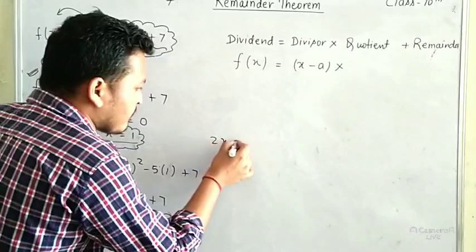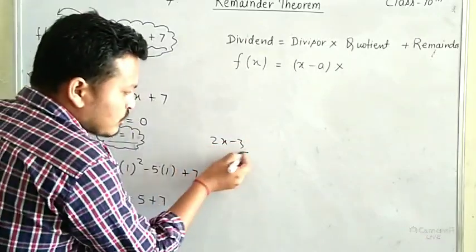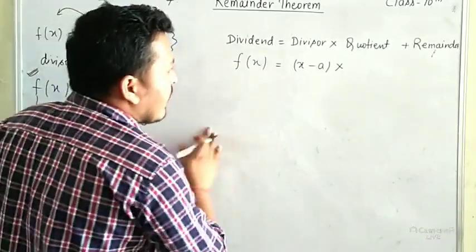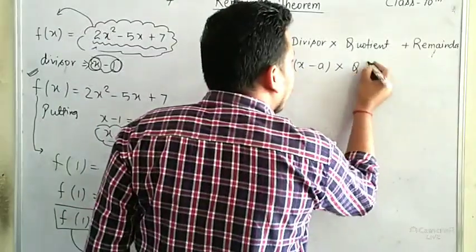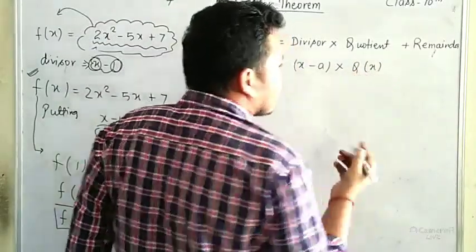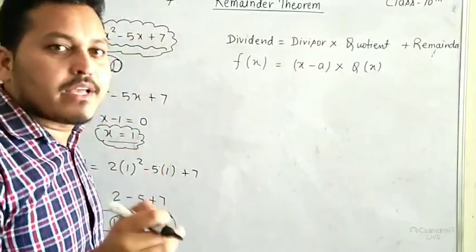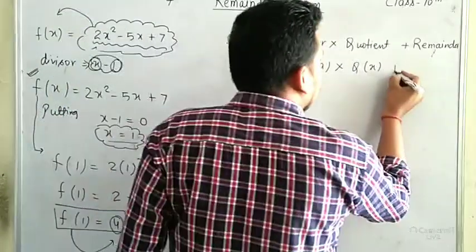ऊपर कुछ ऐसा आया था, 2x minus 3 ऐसा कुछ करके आ रहा था. So it is also in the form of x. I am writing it as q into x. Q means quotient, and x means in terms of x. Quotient is coming in terms of x, and plus remainder.